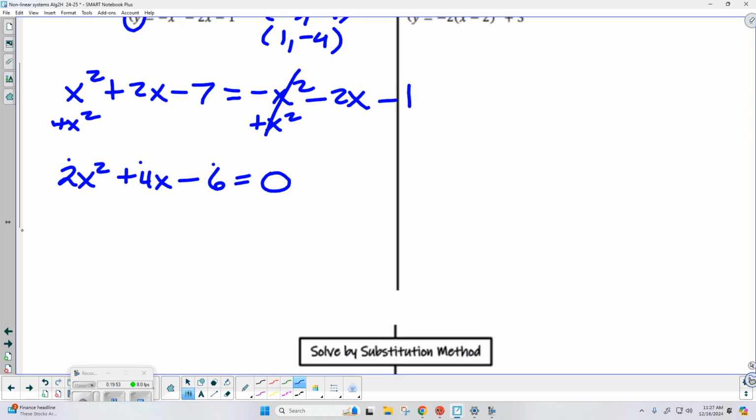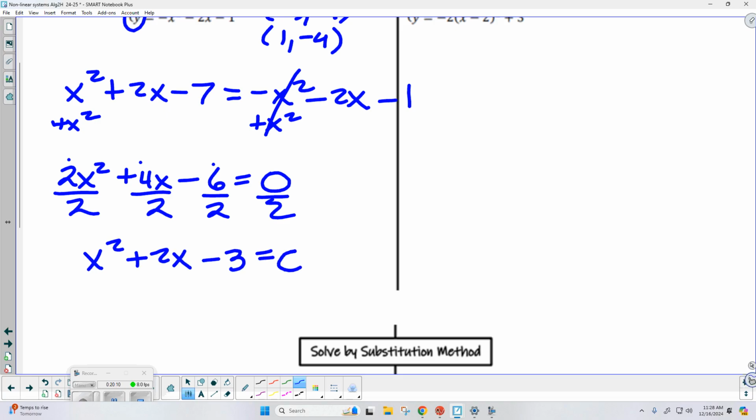2, 4, and 6, all of your numbers have a common factor. So we could actually simplify this if we wanted to. Let's just divide through by 2. So that's going to be x squared plus 2x minus 3 is equal to 0.